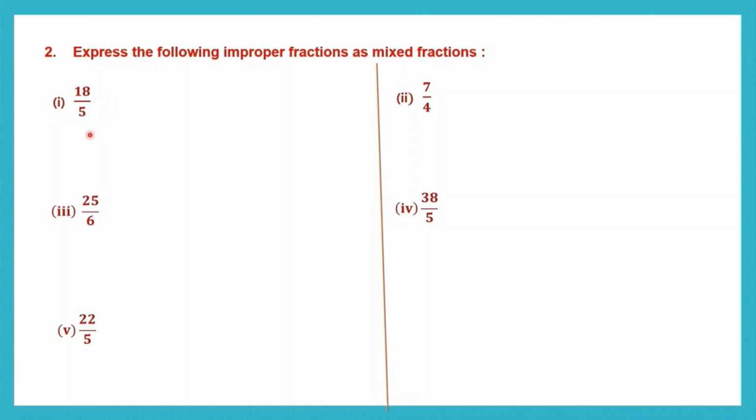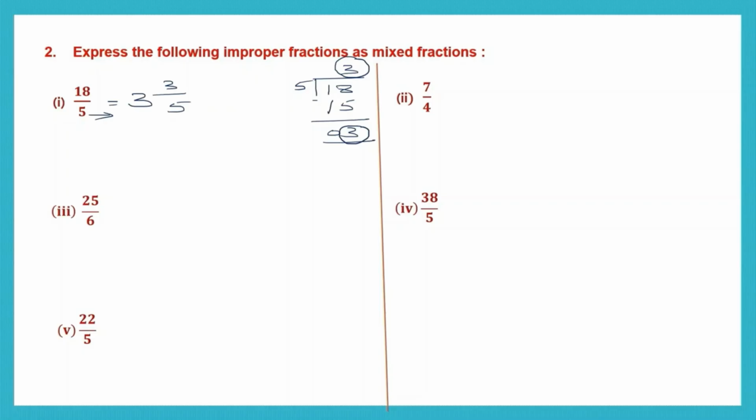We divide 18 by 5. So let's divide the numerator by the denominator. 18 divided by 5. 5 threes are 15, minus, 8 minus 5 is 3. So now our quotient, that is 3 here, is going to become the natural number. A remainder, that is here, 3, is going to become the numerator and our denominator is the same. So that is 5, 3 by 5.